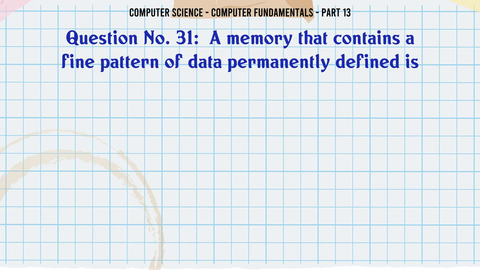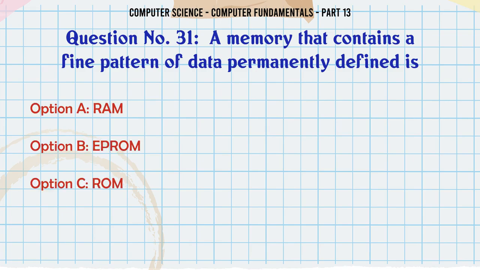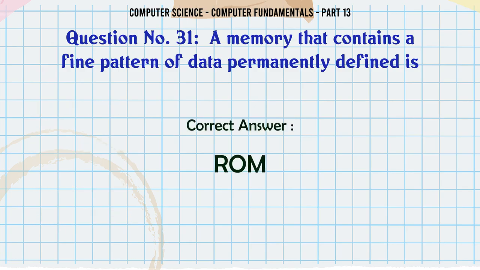A memory that contains a fine pattern of data permanently defined is A. RAM. B. EEPROM. C. ROM. D. PROM. The correct answer is ROM.